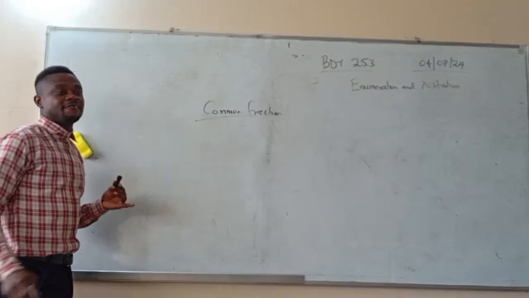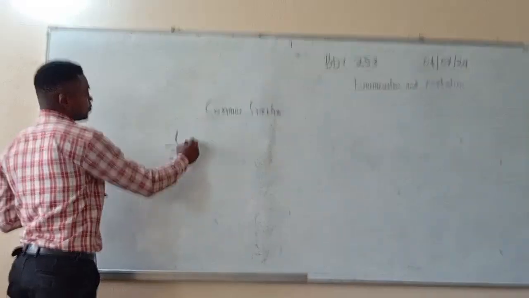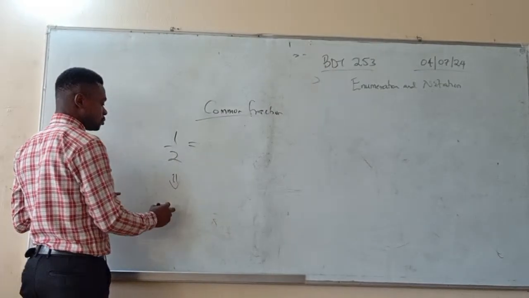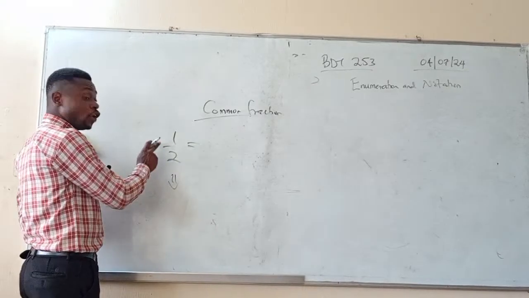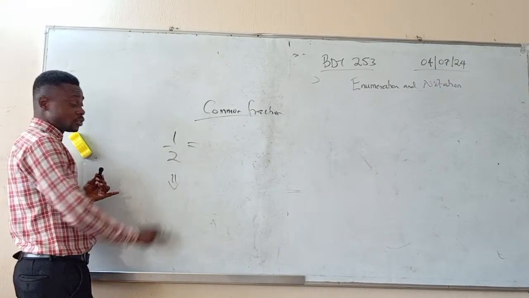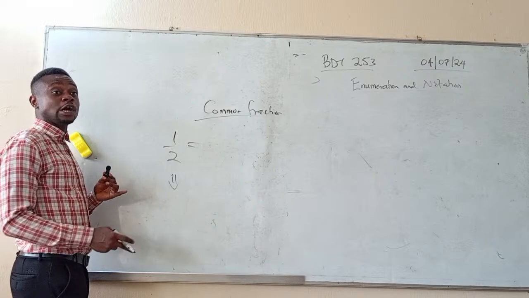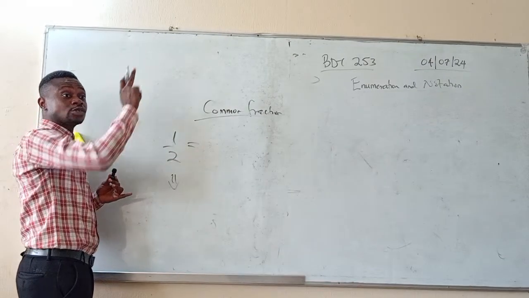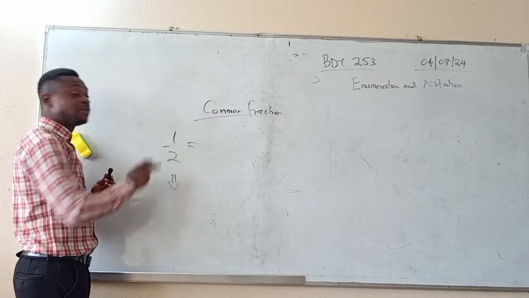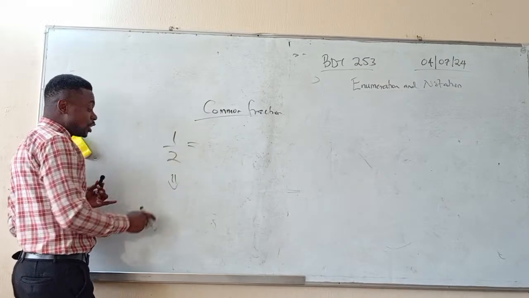Let's start from half. This is half. What is the value of this thing? If you want to know the value, just move it from common to decimal fraction. So when I say the value, I want to move it from common fraction to decimal. Simple. Just simply divide the numerator by the denominator. So the value is what?